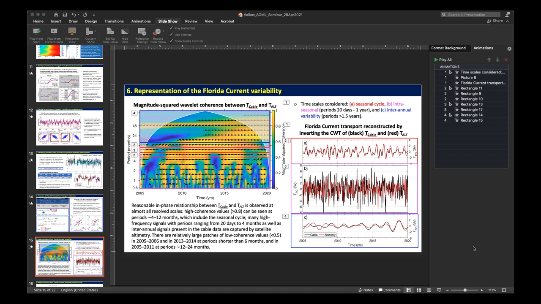A very nice talk, Denis, thanks. I wonder what caused low coherence between the satellite transport estimates and cable observations for intra-seasonal variations, say in 2006, 2014 and so on. So it's possible that there are some edge effects, because the quality of cable data before 2005 was not that good. That's one possibility, but it's just speculation. Especially for interannual signals, there might be some effect of those.